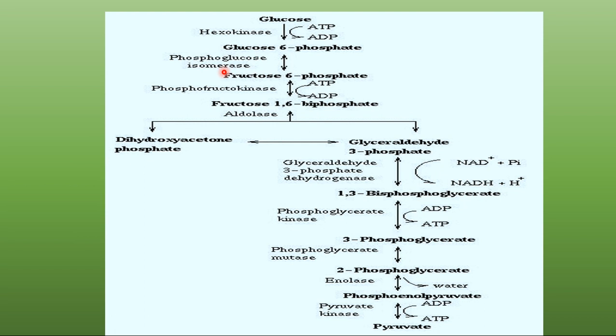The second reaction in the EMP pathway is isomerization of glucose 6-phosphate to fructose 6-phosphate. The reaction is catalyzed by phosphoglucose isomerase, or phosphohexose isomerase, whichever you prefer to call it. And this step is a reversible step. That means fructose 6-phosphate can be converted into glucose 6-phosphate, or glucose 6-phosphate can be converted into fructose 6-phosphate. That's why we call this a reversible step. So the second step is isomerization.